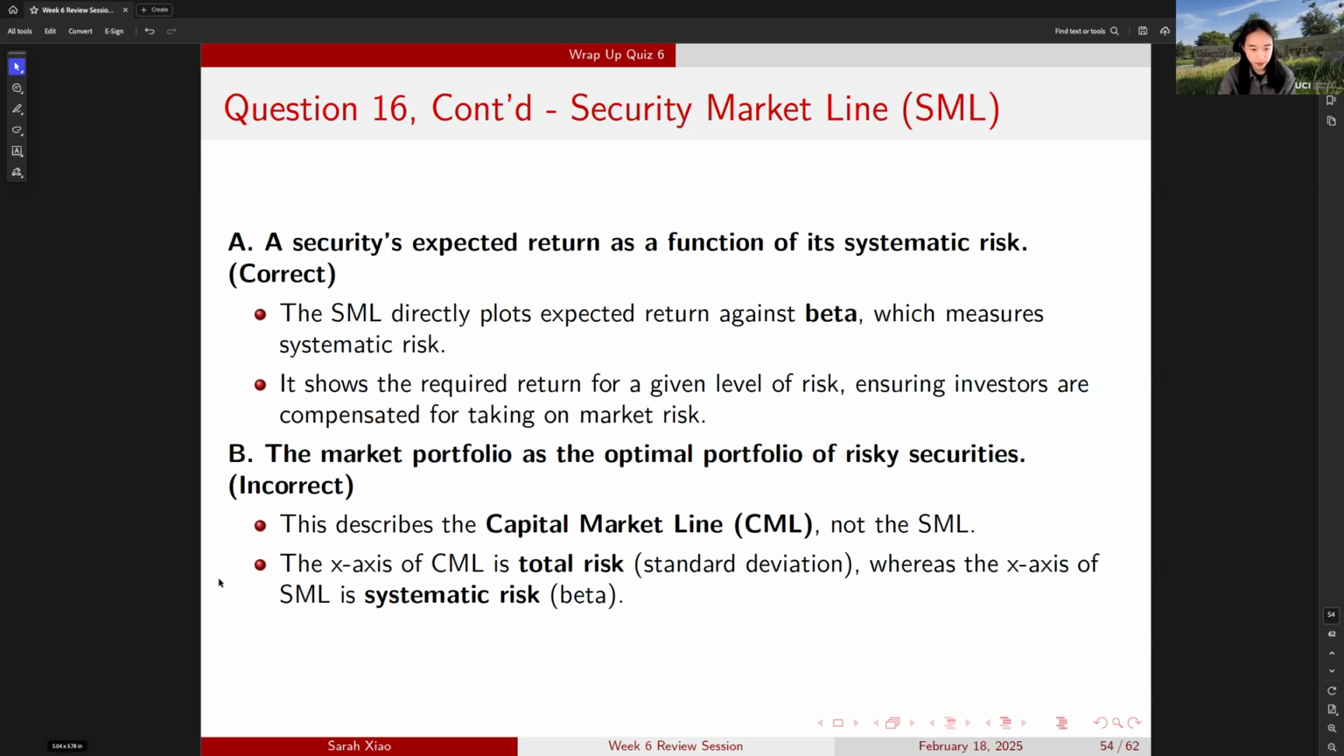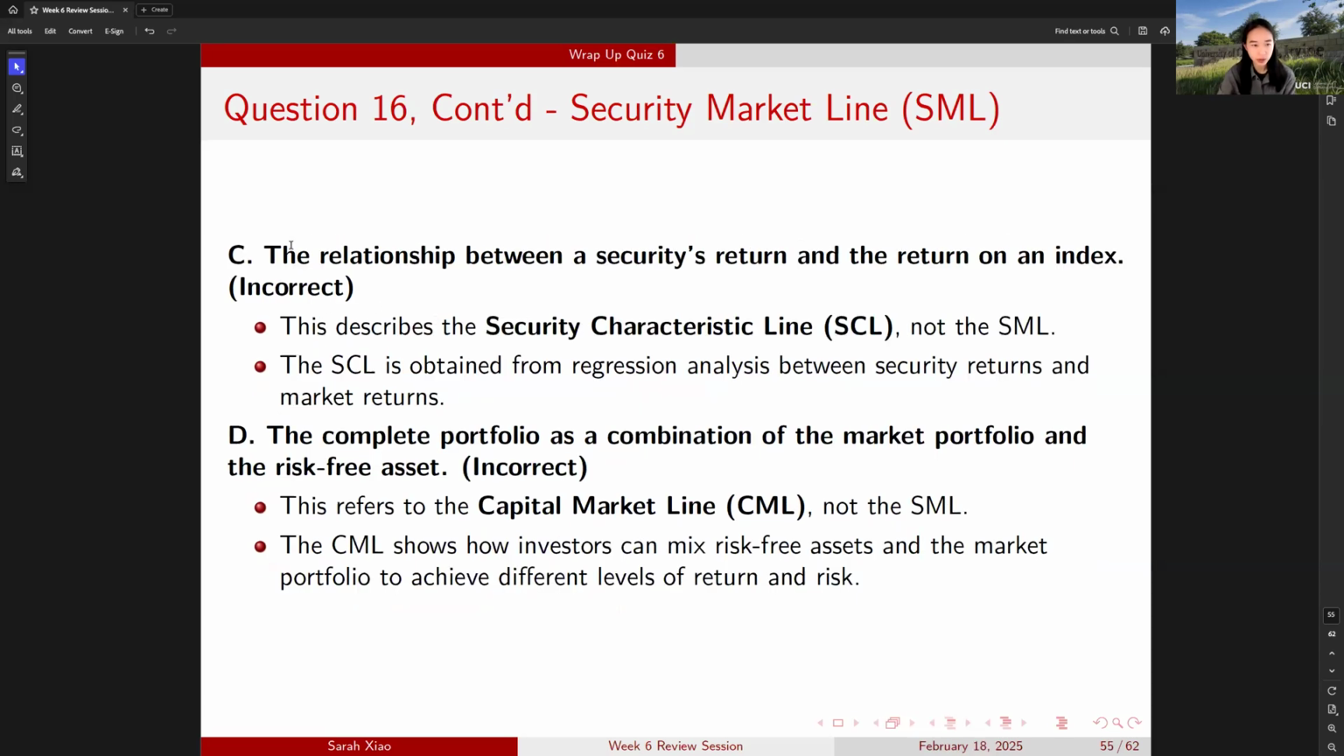The key difference between a CML and an SML is what the x-axis depicts. So in the capital market line, it is total risk or the standard deviation. However, in the security market line it is the systematic risk. So this is the key difference between these two lines.